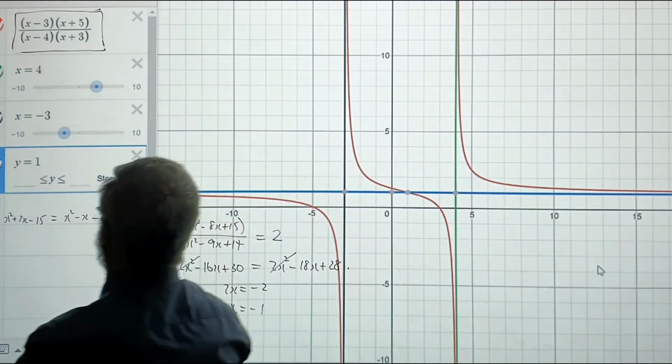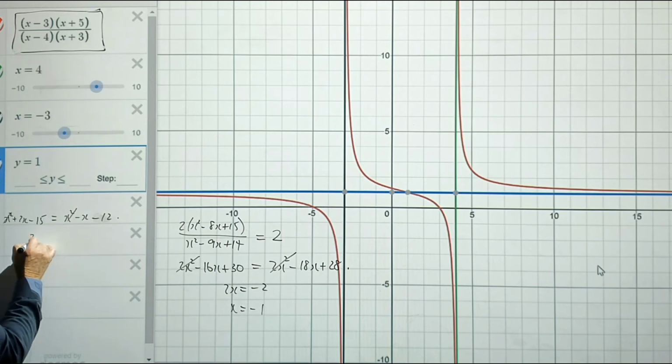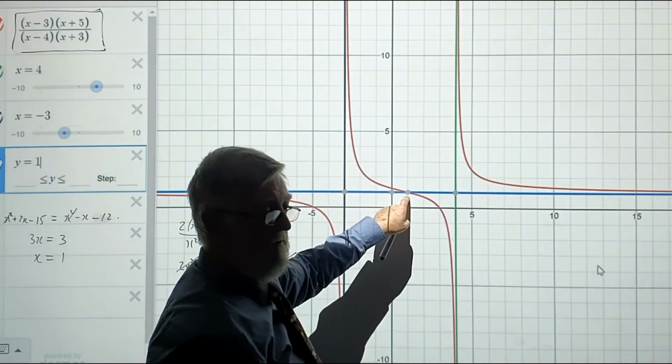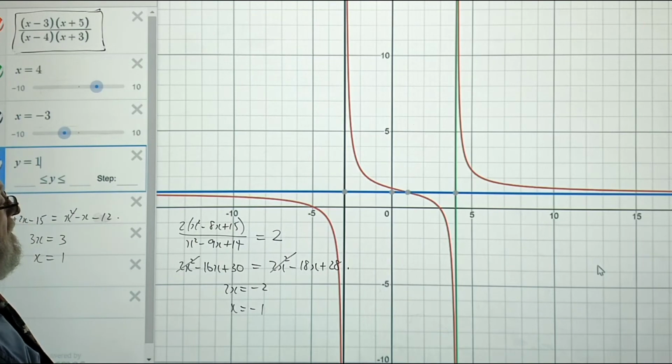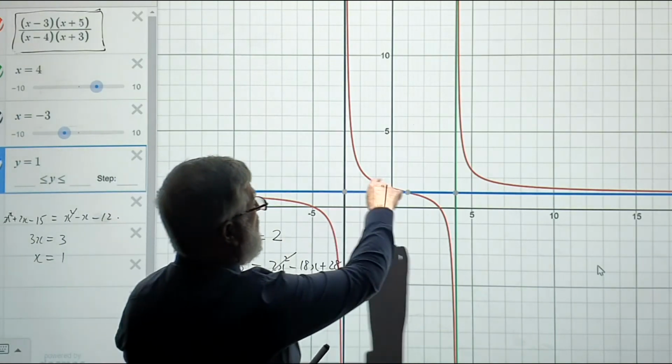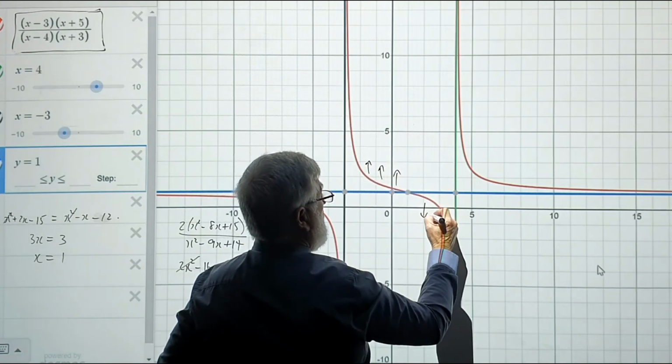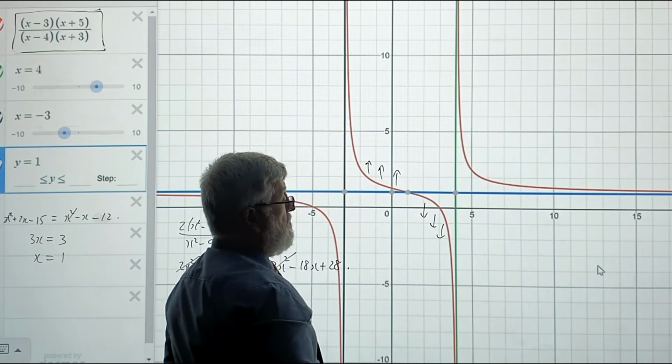And so what do I end up with? They cancel each other out and I've got 3x equals 3 and x equals 1. That's not always going to be 1, is it? That doesn't have an inflection like a cubic does. Somewhere along that line, it'll go from concave up to concave down. So there will be an inflection point there.